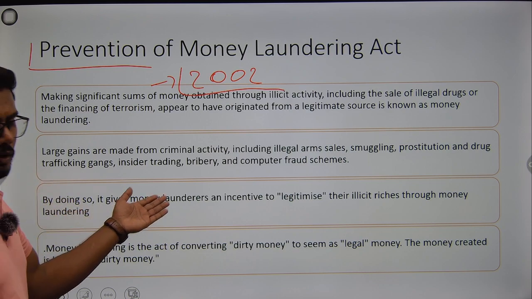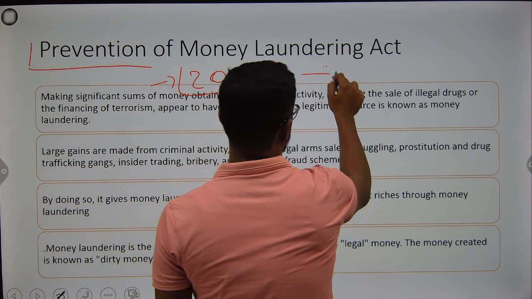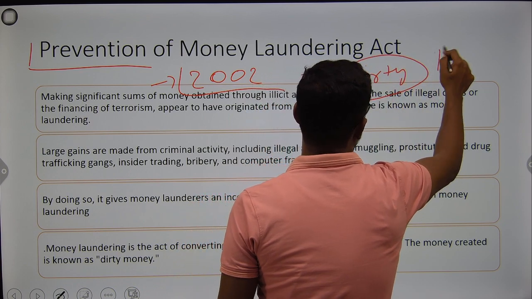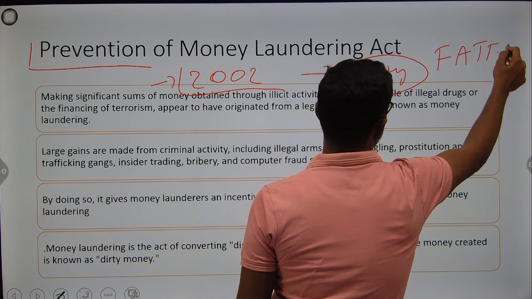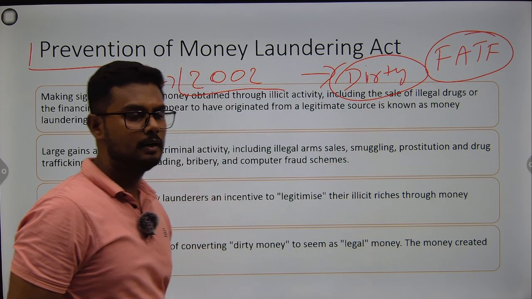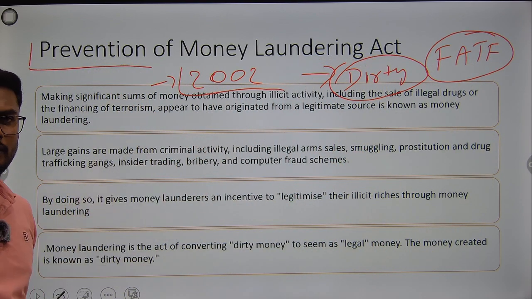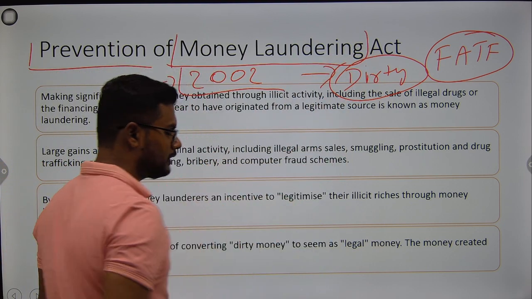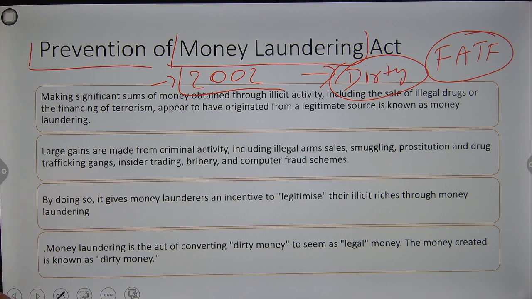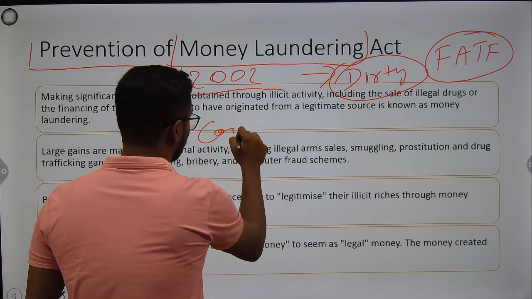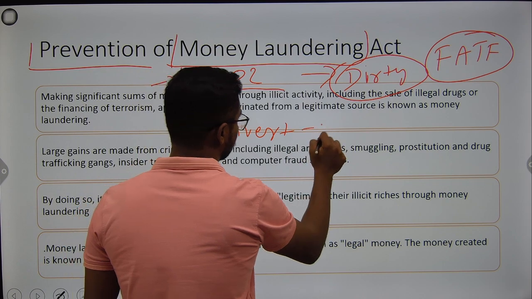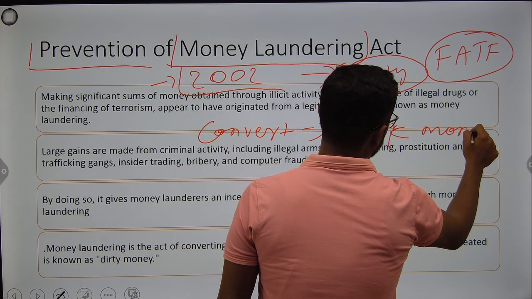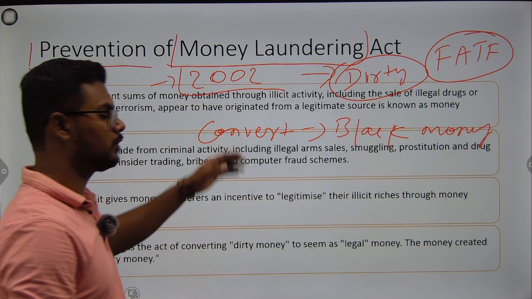Money laundering or dirty money, both terms are used interchangeably. Even the Financial Action Task Force is tasked with combating the laundering of money. Usually money laundering comes into the picture whenever there is an attempt by any individual or entity to convert black money to white. Whenever there is an attempt to convert black money to white, this term, that is money laundering, occurs.